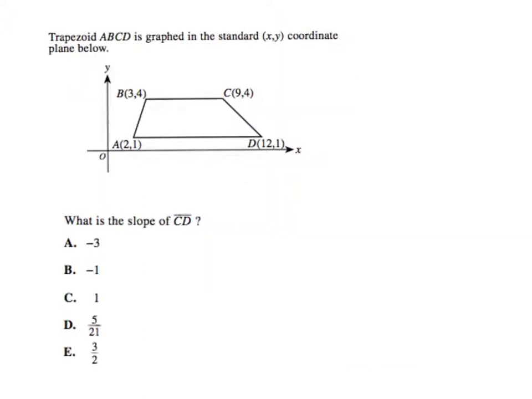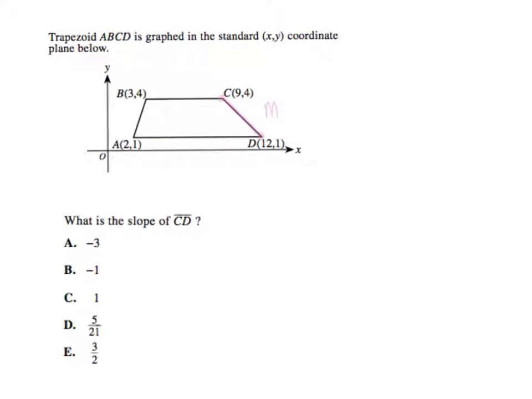All right, so this trapezoid will be used for the next 3 problems, starting with this one. The trapezoid is on a coordinate plane, and it says, what is the slope of CD? So first off, CD is this slope right here. I want to know from this point to this point here, what is that slope?